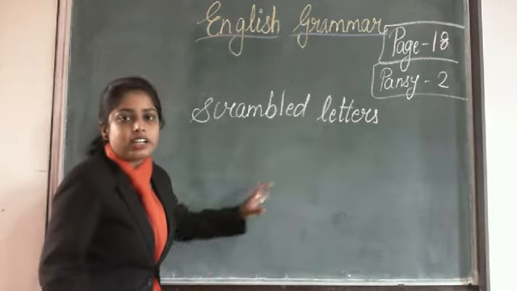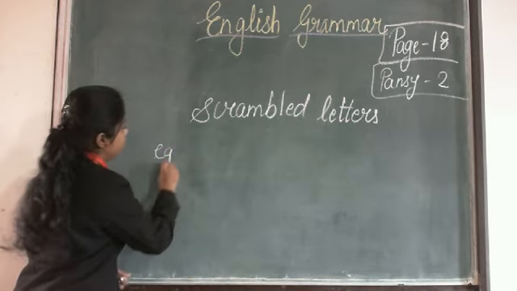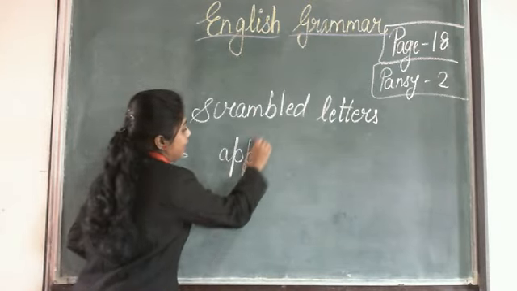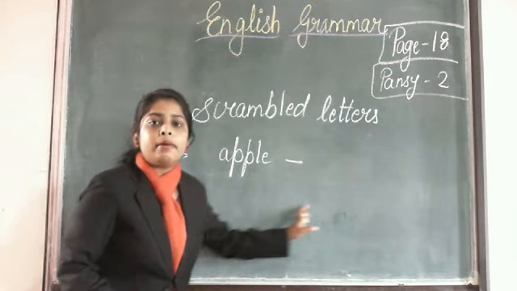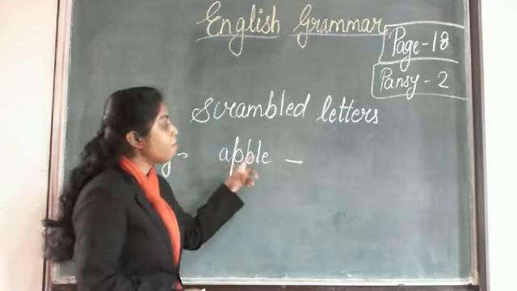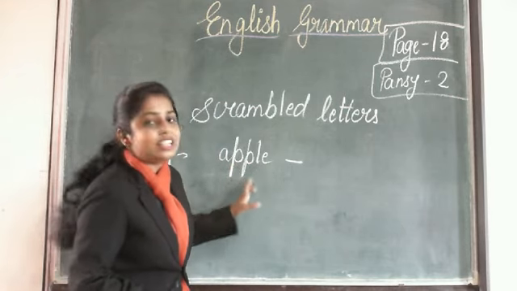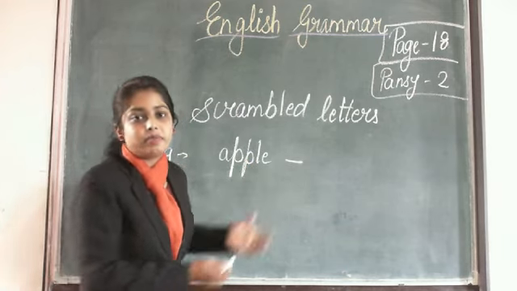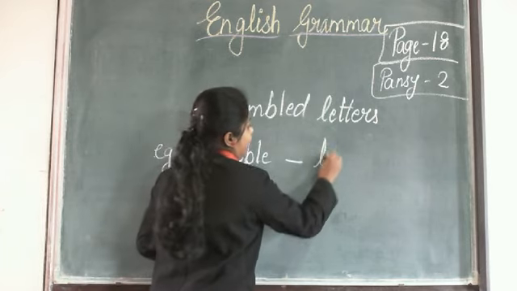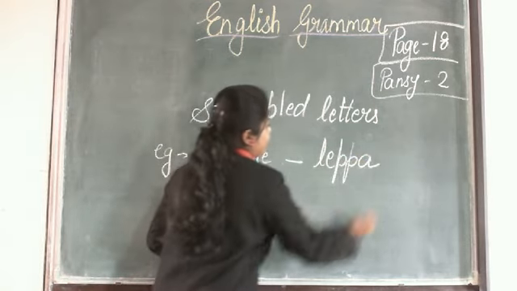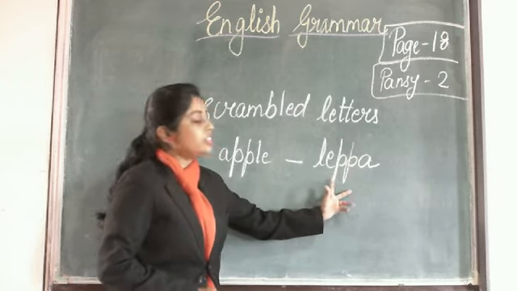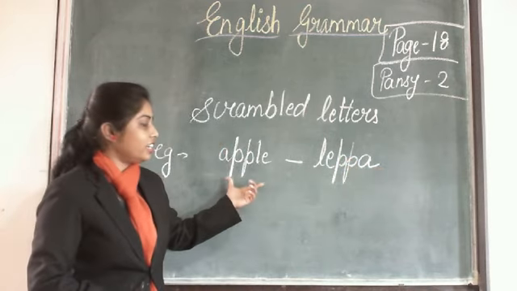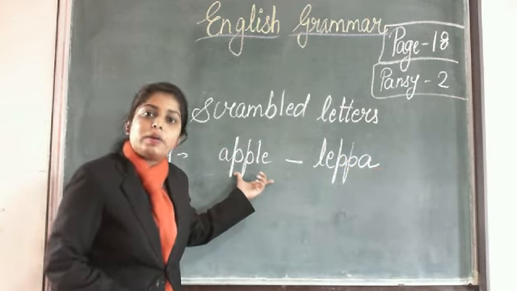So for example, see, the spelling of apple is A-P-P-L-E, apple. In a scrambled way, when we scramble the letters, we change their positions. Like this: L-E-P-P-A. Now these letters are scrambled. अब इन्हें properly हमें arrange करके एप्पल का स्पेलिंग करेक्ट बनाना है.